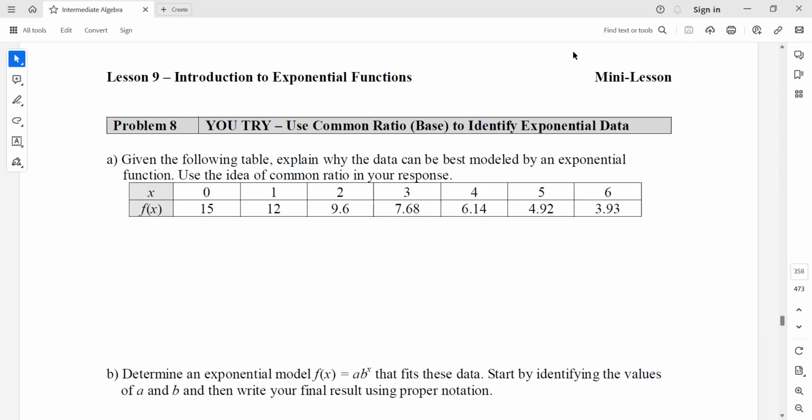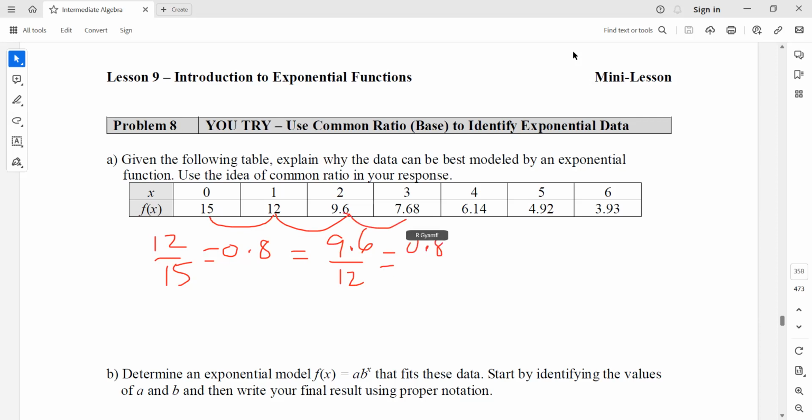So to make sure this table is exponential, you're going to divide 12 by 15. And when you divide 12 by 15, what do you have? I think you have 0.8. And then you're going to check for that too. So you're going to do 9.6 divided by 12. Is it 0.8? Yes, it's 0.8. Then you're going to go to 7.68 divided by 9.6. That gives you 0.8.